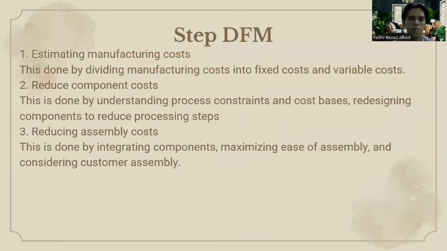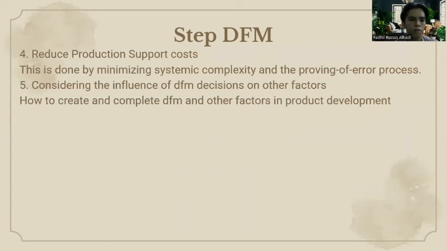The next is the DFM steps. The first is estimating manufacturing costs. The second is reducing component costs. The third, reducing assembly costs. The fourth, reducing production support costs. And last is considering the influence of DFM decisions on other factors.